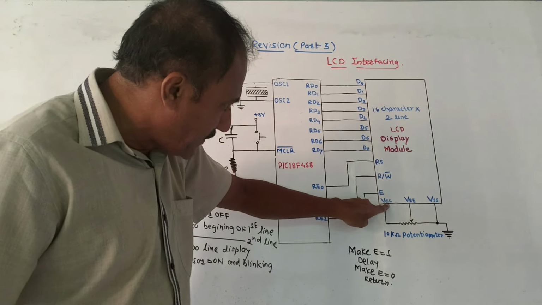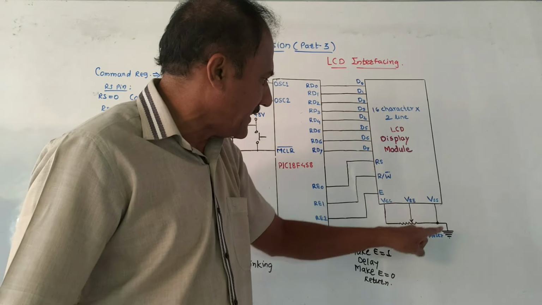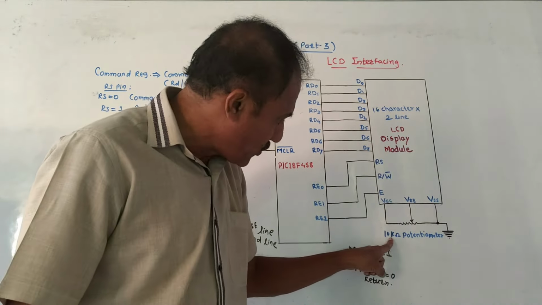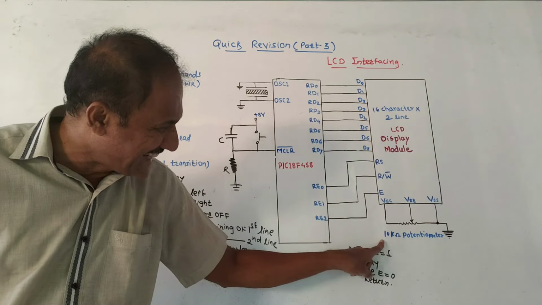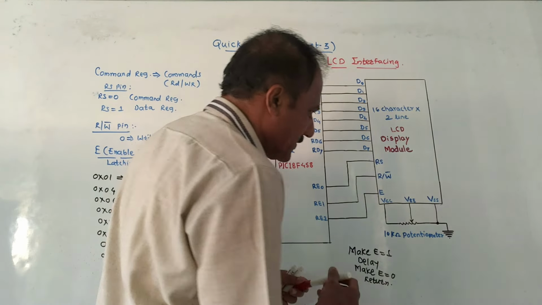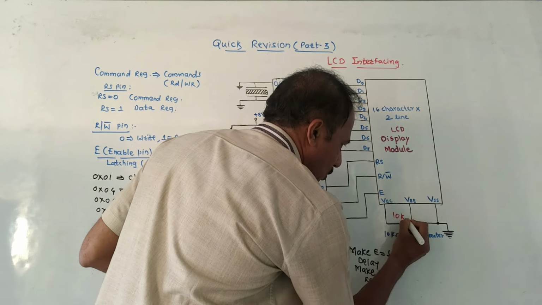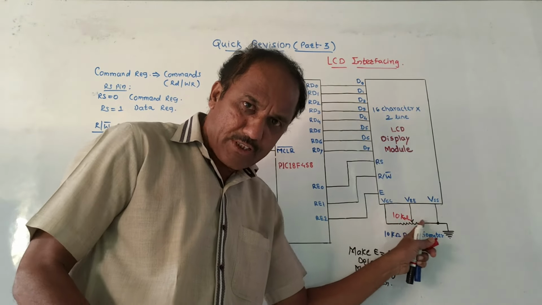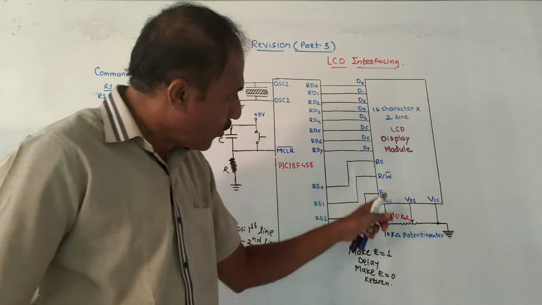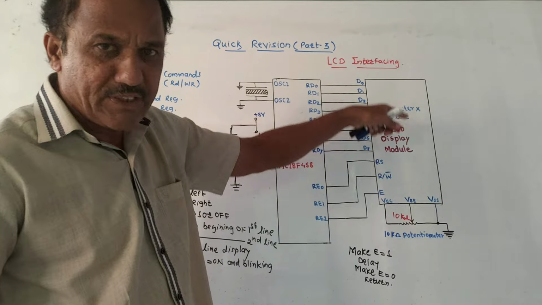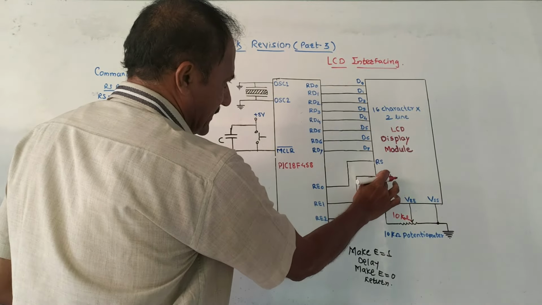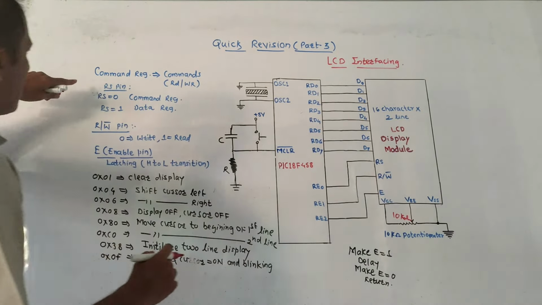Then these pins VCC, VEE and VSS are connected to ground by using one potentiometer. The value of this potentiometer is 10 kilo ohm. By varying this wiper, by changing the position and the value of resistance, we can adjust the contrast of this LCD display. Then about these 3 pins, RS, read write pin and enable pin.